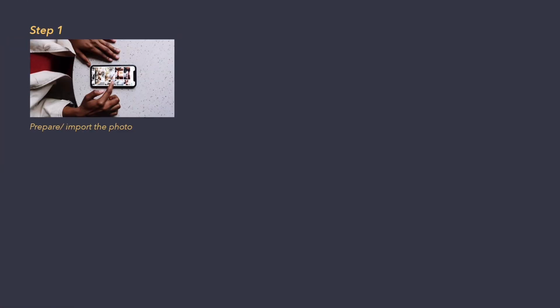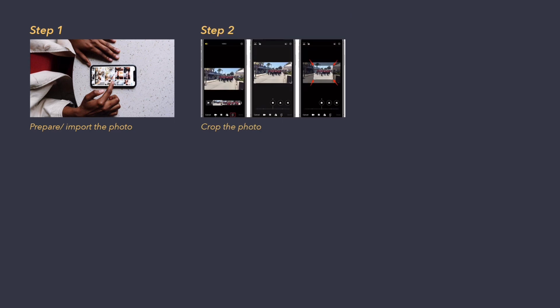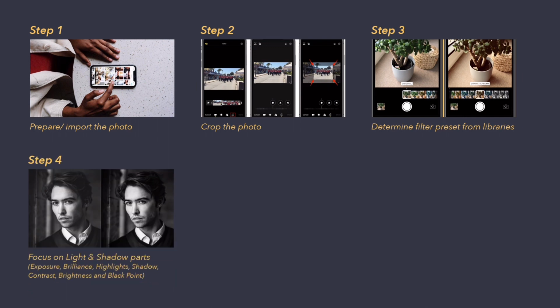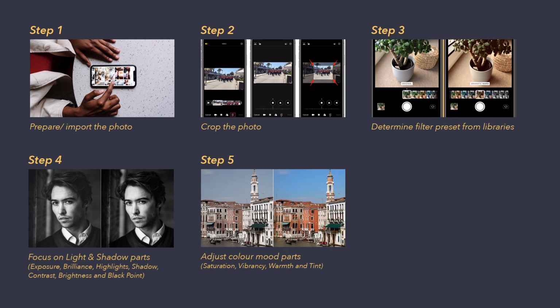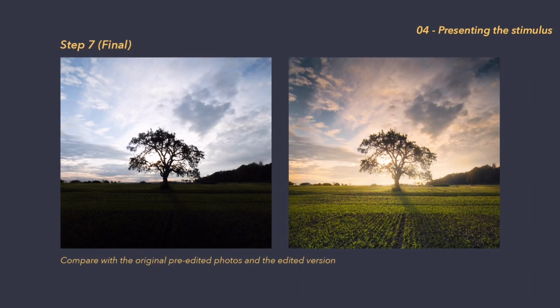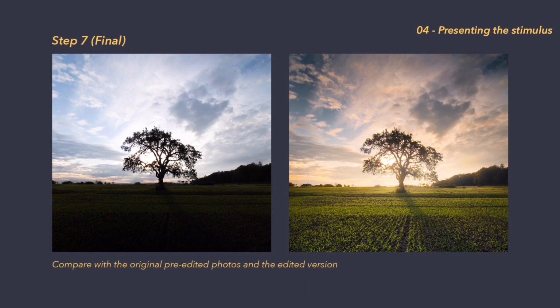Step 1. Prepare your photo. Step 2. Crop your photo. Step 3. We will determine if we need a filter preset. Step 4. We will be focusing on the light and shadow part that includes exposure, brilliance, highlights, shadow, contrast, brightness, and black point. Step 5. We will take care of the color mood that includes saturation, vibrancy, warmth, and tint. Before moving on to the final step, we will check if our photos need better details through sharpness, definition, and noise reduction. Lastly, we will compare with the original pre-edited photos and see if we are satisfied with the changes or not.